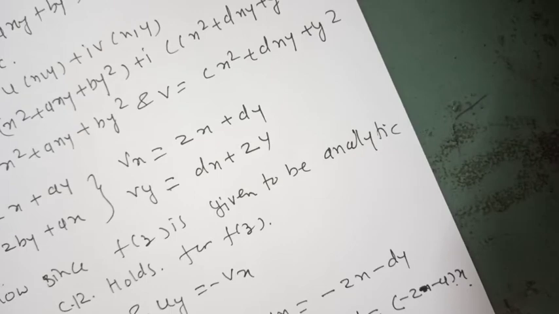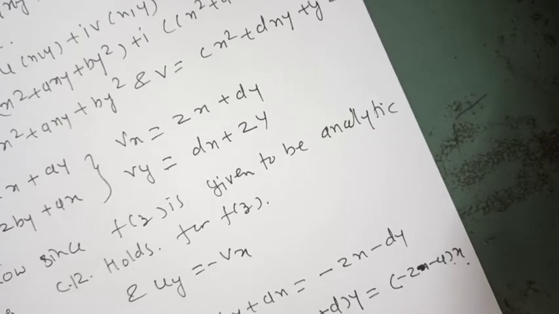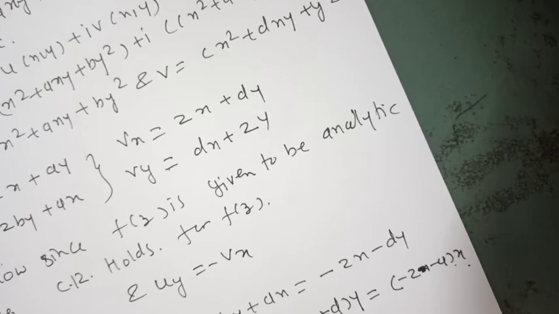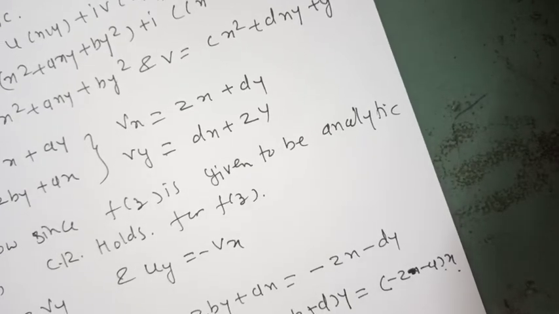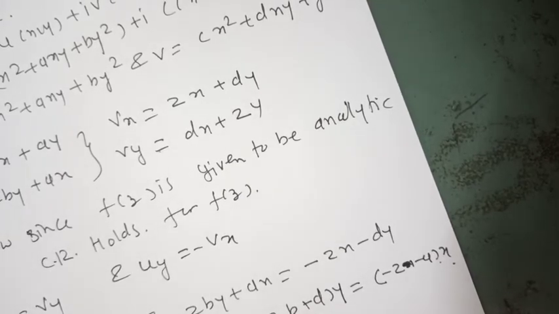Solving for a, b, c and d, we get a is 2, d is 2, c is minus 1 and b is again minus 1. Solving for a, b, c, d, we get it in this way on simplification.